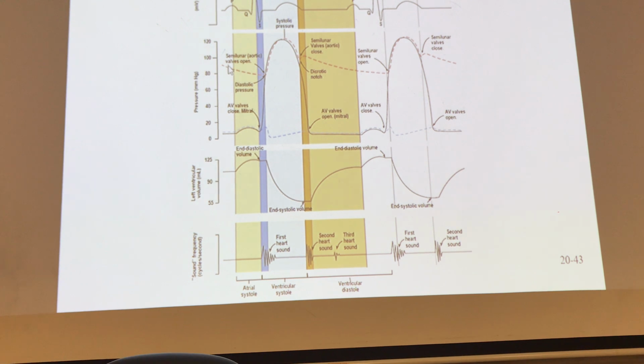What would happen, so afterload is this dotted red line. What happens if our afterload is higher? Instead of being at 80 millimeters of mercury, it's at 100 millimeters of mercury. So we increase the afterload. Well, what happens is this. The left ventricle has to work harder just to open the aortic valve. That's what a high afterload means.